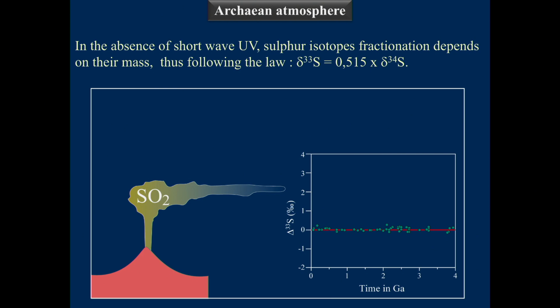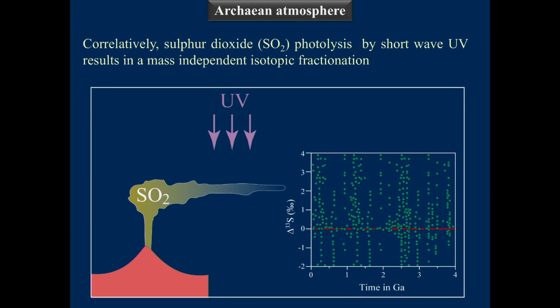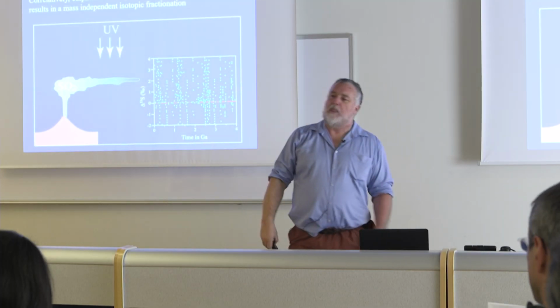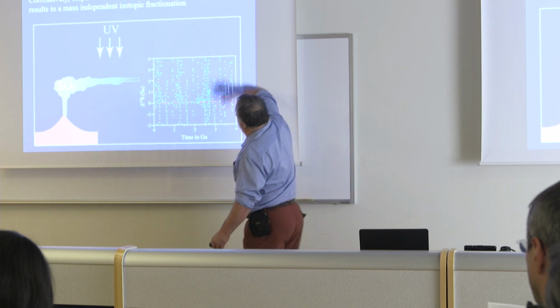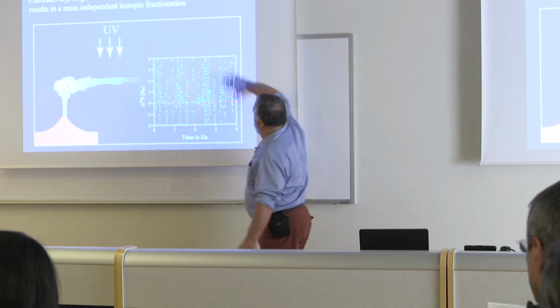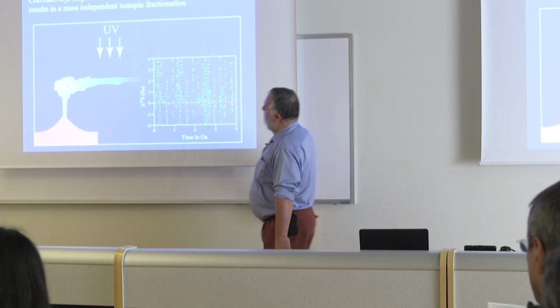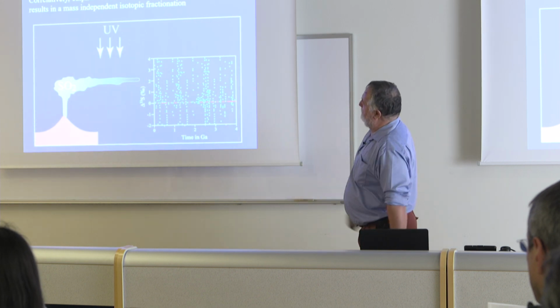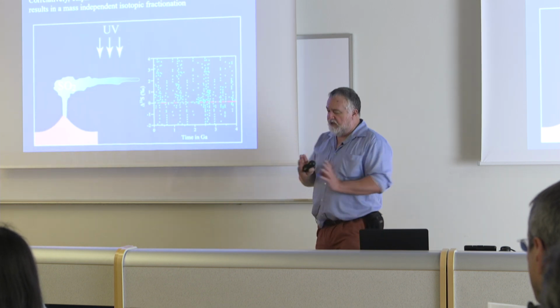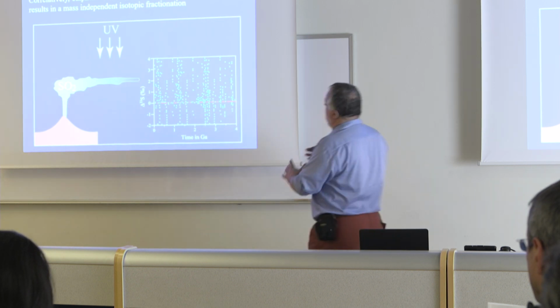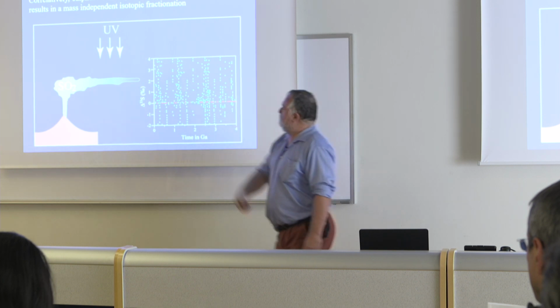But if now we imagine a situation where we have UV rays reaching the surface of the Earth, in this case, the fractionation will not be mass dependent. And we will have a very big range of possible values for this sulfur isotope fractionation. Okay, this is two kinds. If we have no UV, this means mass dependent. If we have UV, this will not be mass dependent.